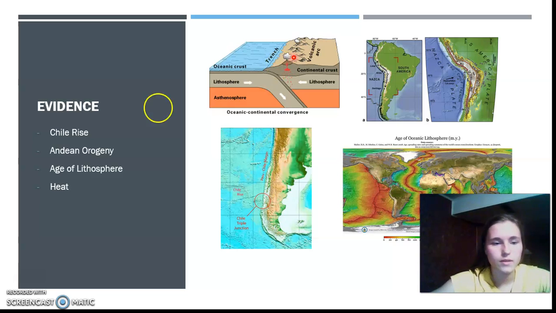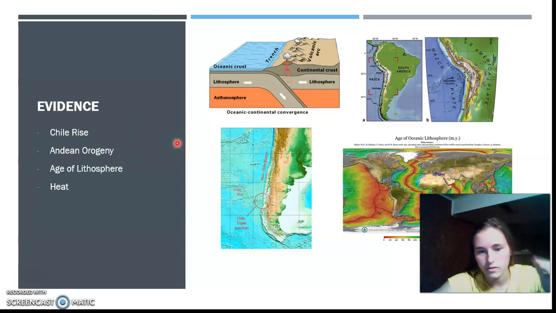Alright, continuing on to the Chile Rise. So the Chile Rise is where the seafloor is spreading and it permits magma to rise, and it's at the southern edge of the Nazca plate and is where it is spreading away from the Antarctic plate. So that would be like right here is where the Nazca ends, and then this would be Atlantic, and they're moving apart from each other. So then magma comes up.